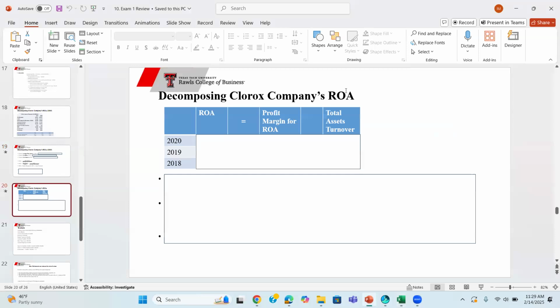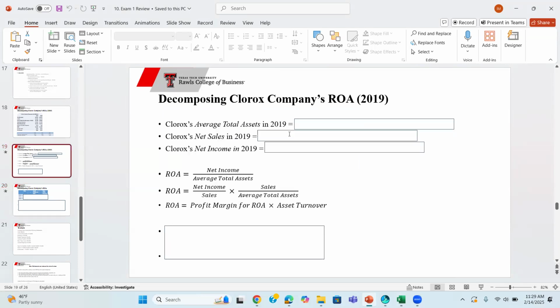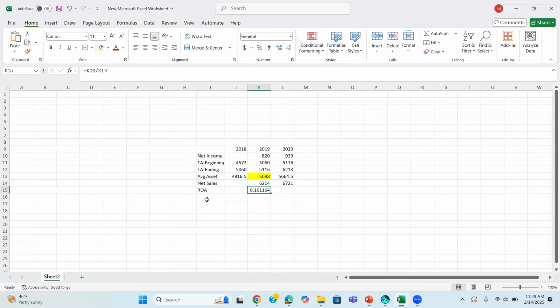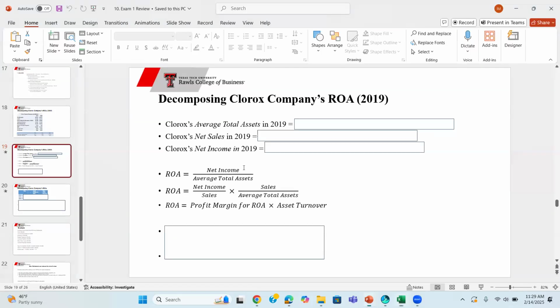Okay, so if there is this kind of question where there is a profit margin for ROA and total asset turnover, you need to calculate profit margin for ROA, right? And you know the formula: profit margin for ROA is net income over sales. So let's calculate profit margin, which is for 2018. It should be sales.